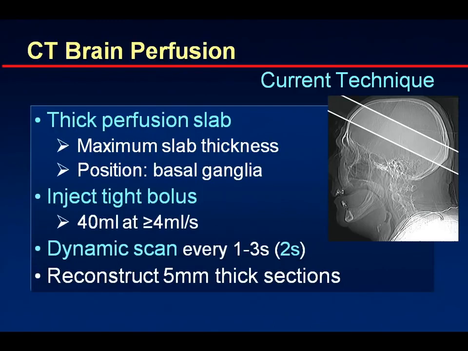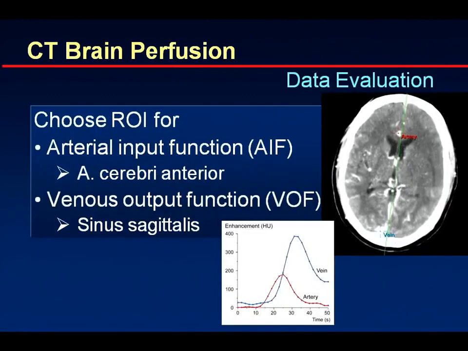You do a dynamic scan every 1 to 3 seconds. We've decided on 2 seconds at the beginning and then less at the end. And we reconstruct 5 millimeter thick sections for evaluation. Once we've acquired the data, we choose an arterial input function. The classic choice is the anterior cerebral artery. The reason for that is it goes perpendicular through these thick slabs, which means the least partial volume effects. And then you take a vein. Usually it is somewhere in the sagittal sinus.